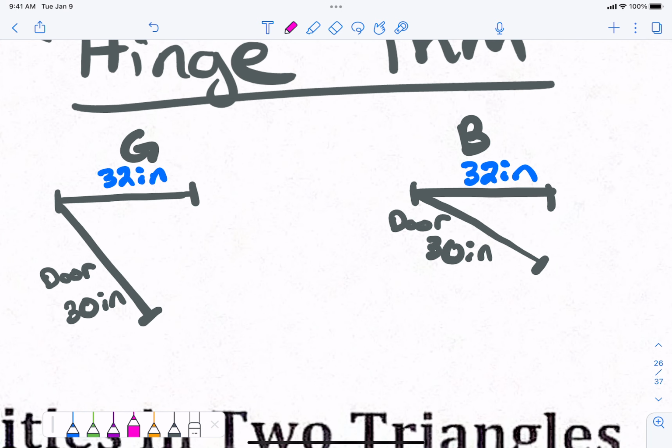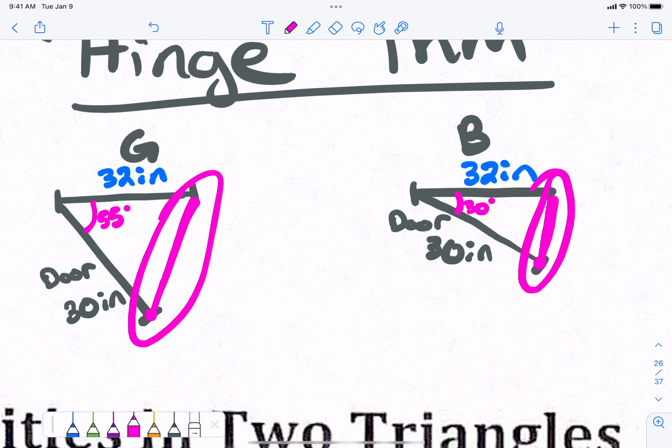Ready? Let's say the girls' bathroom door is open 55 degrees. Let's say the boys' bathroom door is only open 30 degrees. If I run a string from the handle of the door to the entryway of the door, and run a string from here to here, which opening will be wider? The girls' bathroom door, because if I look at the angle opposite, this one is hinged open wider. That only makes sense.